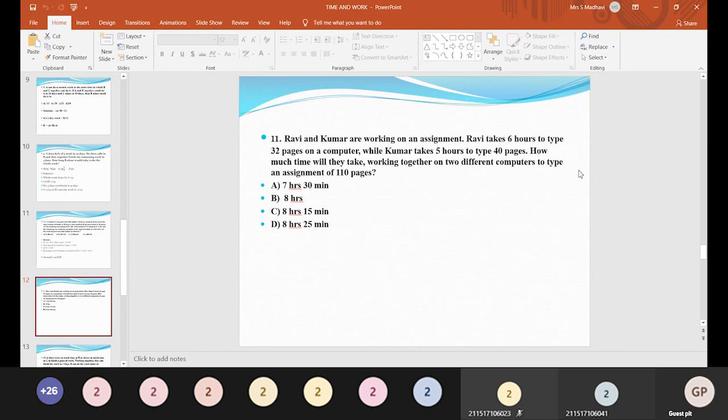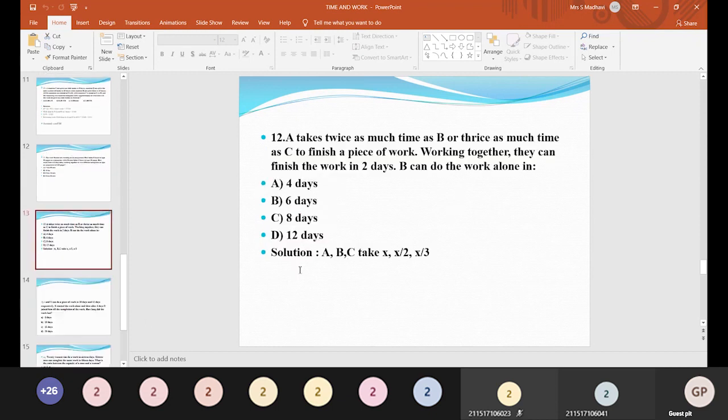The number of pages typed by both in 1 hour is 16 by 3 plus 8, which is equal to 40 by 3. Now the total time taken by both to type 110 pages is 110 into 3 by 40 hours. Why are we taking the reciprocal? Because in 1 hour they can do 40 by 3 pages, so the total number of hours is the reciprocal, 3 by 40, which equals 8 1 by 4 hours. So 8 hours 15 minutes is needed by both of them to print 110 pages if they work together on two different computers. Here option C is the right answer, 8 hours 15 minutes.